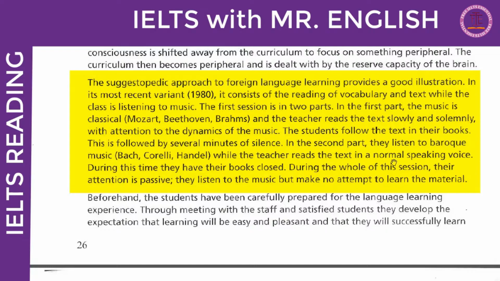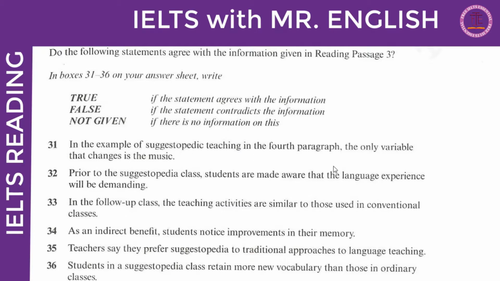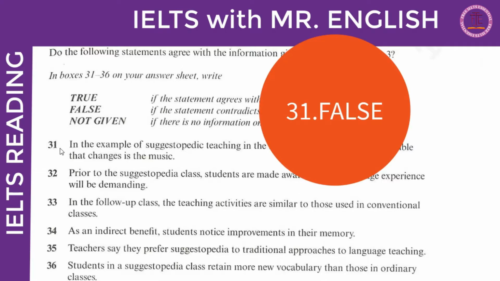So there are 2 variables: one is music and the other is the teacher's vocal expression. In the first part, he is a bit lower in tone, but in the second part, he is speaking normally. So this is a contradiction compared with the statement that music is the only variable. So the answer to question number 31 is false. Okay, let's move to the next question.